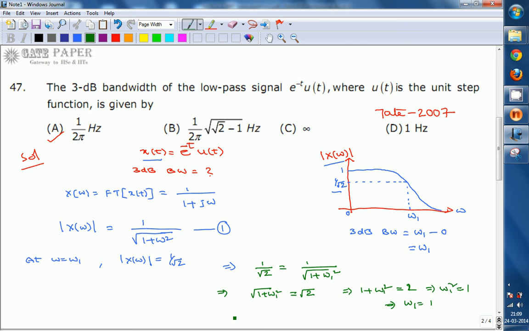Here the answers are given in terms of hertz, so we need to convert this angular frequency into hertz. We know that 2 pi f1 equals 1, so f1 equals 1 by 2 pi hertz. That is the answer, 1 by 2 pi hertz.